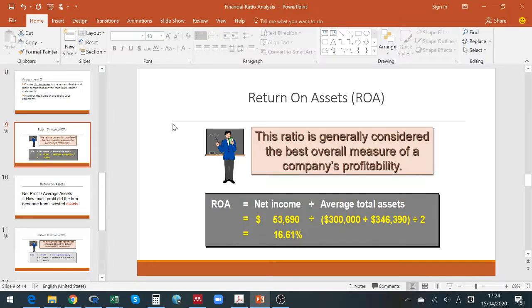Okay, so this is going to be the last topic for this week. I will introduce the concept, the ratio called return on assets. Return on assets is equal to net income divided by average total assets.